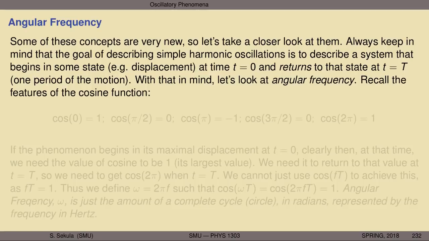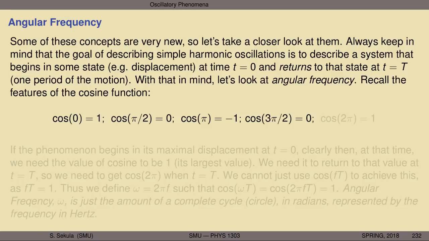Let's recall the features of the cosine function. When the argument of the cosine function is 0, the value of the cosine function is 1. And that is the biggest value it will ever take. The cosine of 0 being 1 is the largest value cosine can ever return. If we then change the argument to 90 degrees, or pi over 2 radians, the cosine function becomes 0. Now, this is not its smallest value. The smallest value occurs when we then additionally increment the angle from pi over 2 to pi, or 180 degrees. The cosine of pi, or the cosine of 180 degrees, is negative 1. This is the smallest value that the cosine function will ever take.